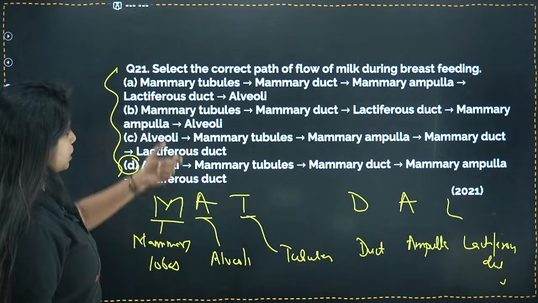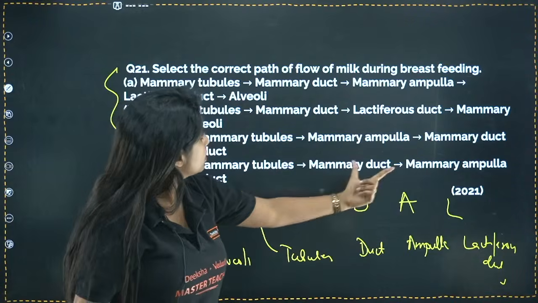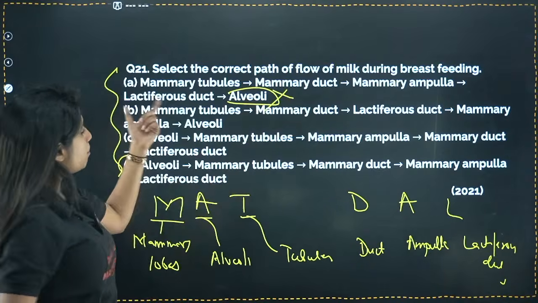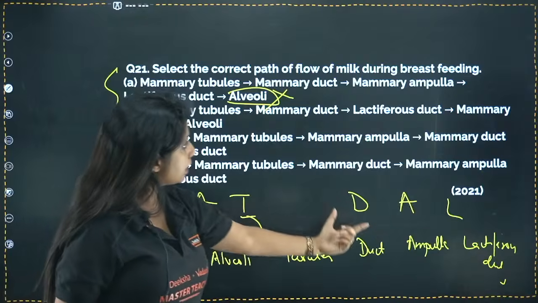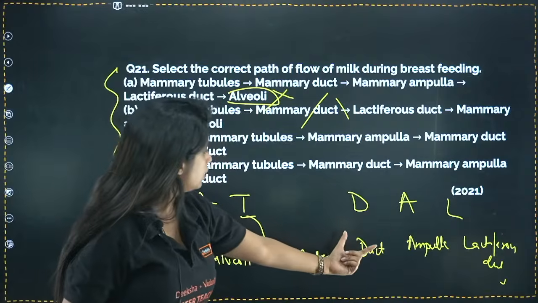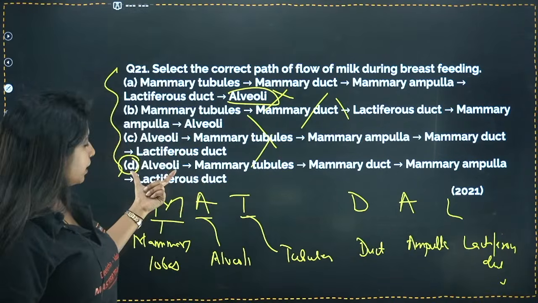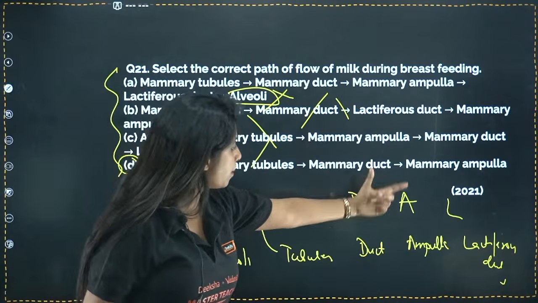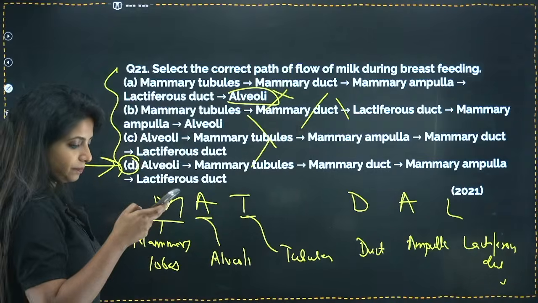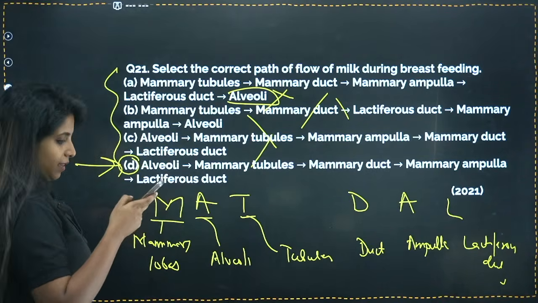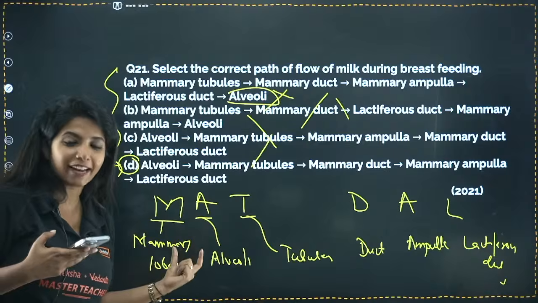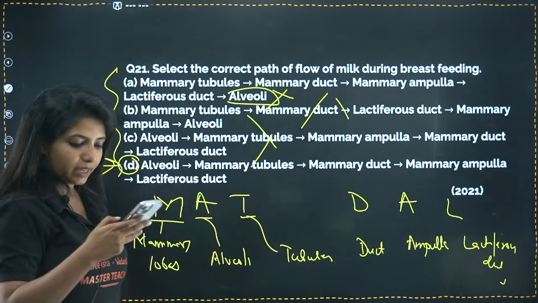Okay. So according to this, tubules and ducts, then ampulla, then lactiferous duct, then alveoli. Wrong. Alveoli comes first. Mammary tubules, duct, lactiferous duct, again wrong. Alveoli, mammary tubules, ampulla, wrong. Alveoli, tubules, mammary duct, mammary ampulla, and lactiferous duct. Yes, you guys are correct. Your answer for this question is going to be D. You can use this formula to remember, but please remember A repeats 2 times. One is alveoli, another one is ampulla.